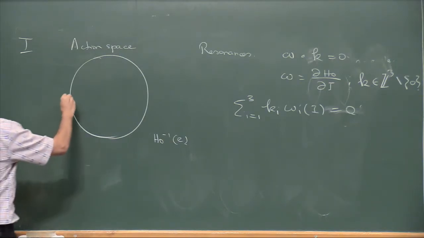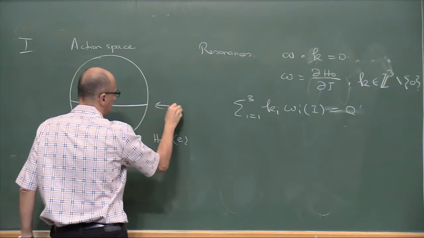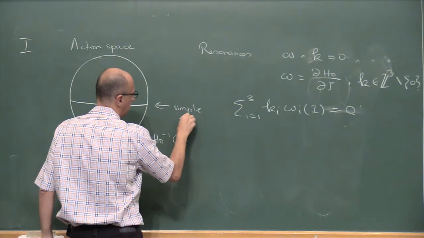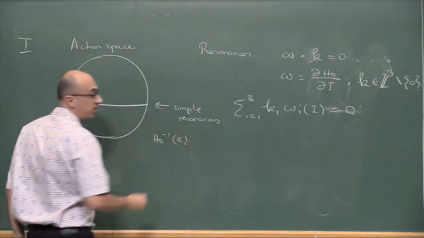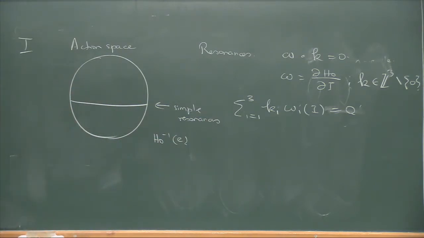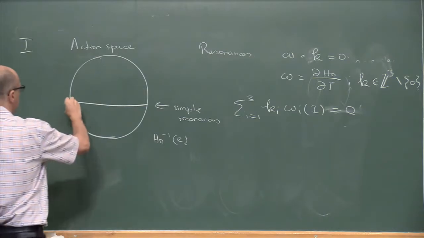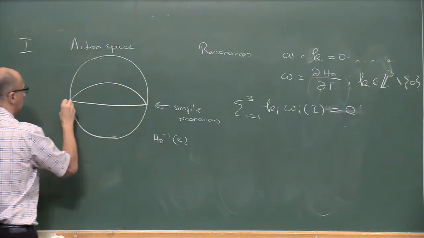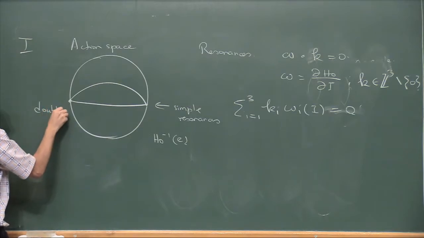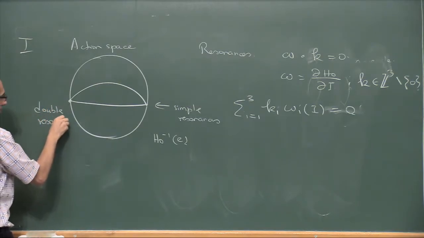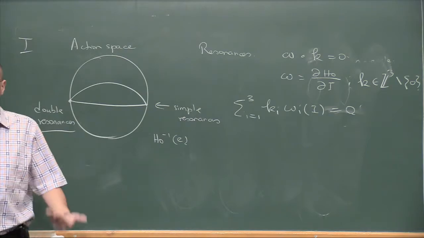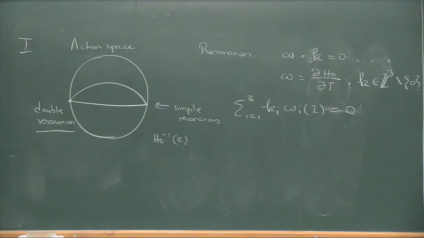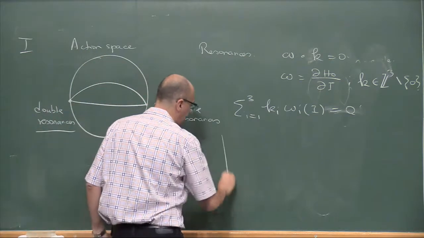And these are called simple resonances. But of course, with different planes, you have infinitely many such planes, and they intersect, and the places where they intersect are double resonances. And obviously, there are lots of double resonances. And then some resonances are not as bad as the others.